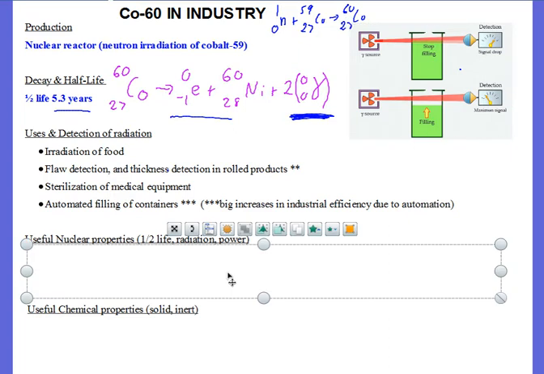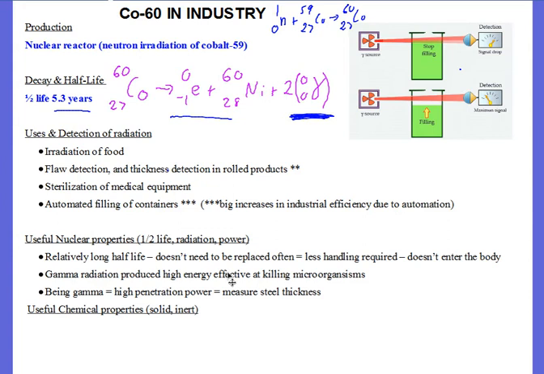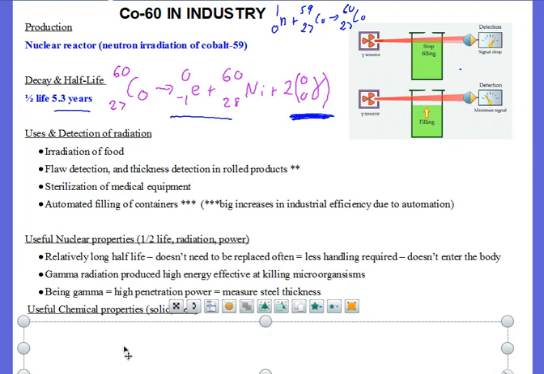Useful nuclear properties. What are the useful nuclear properties of cobalt-60? It's got a relatively long half-life, doesn't need to be replaced very often, so you've got less handling required. The gamma radiation produces high energy, so therefore it's effective at killing microorganisms, and being gamma, it's got high penetration power, which means you can measure the thickness of things like steel.